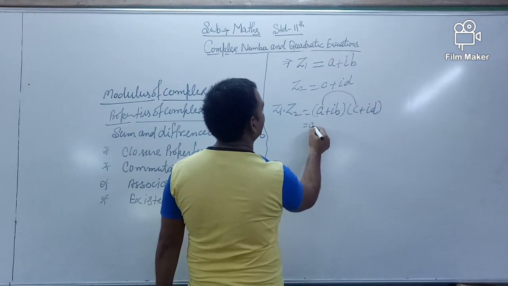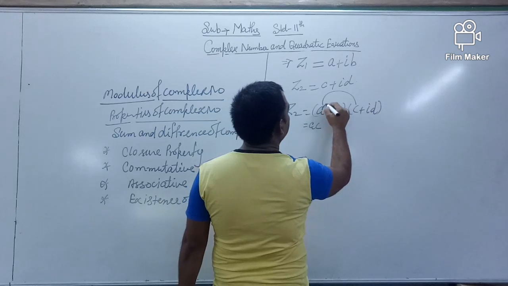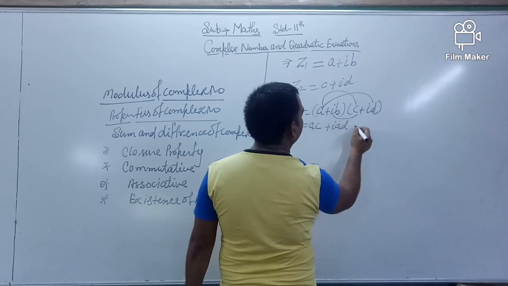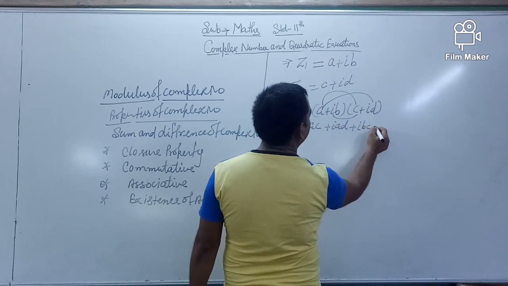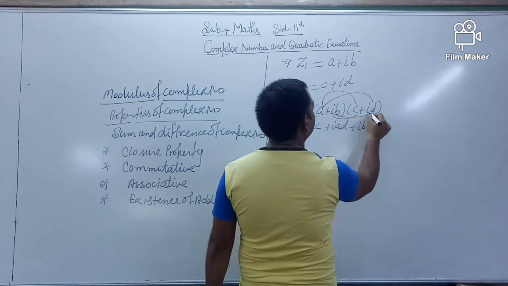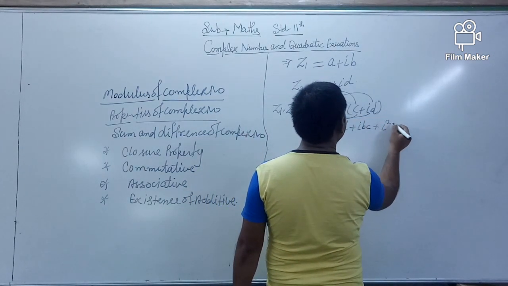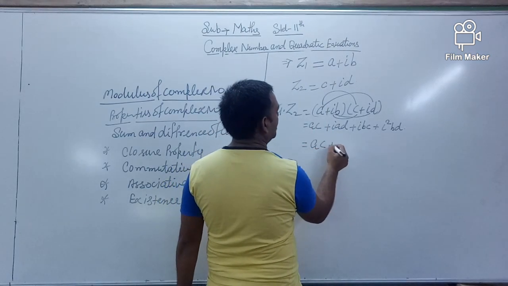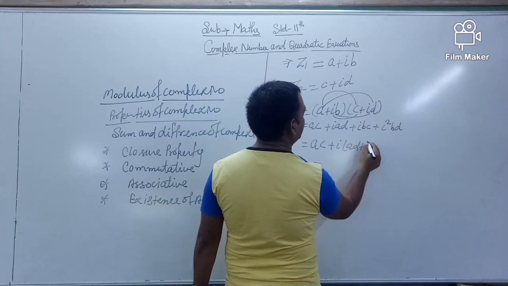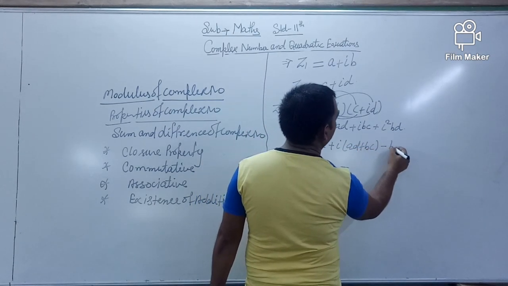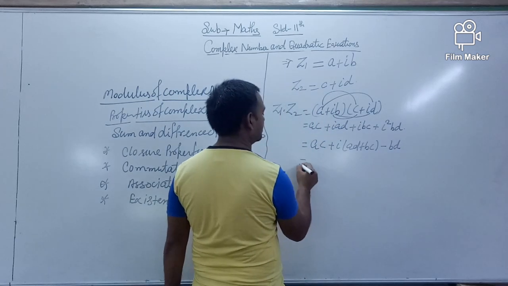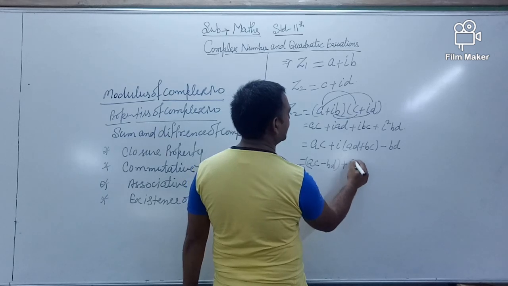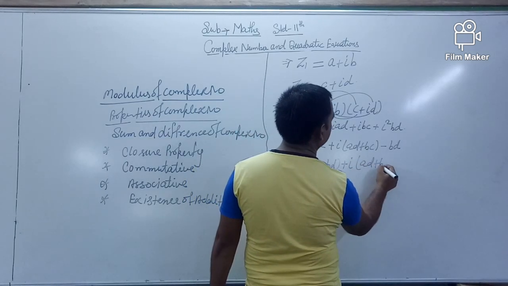A multiplied by C is AC. A multiplied by ID is IAD. Then IB multiplied by C is IBC, and IB multiplied by ID is I square BD. This is the AC. You take I common, so AD plus BC, and I square is equal to minus 1, so this becomes minus BD. So it is AC minus BD in one bracket, plus I times AD plus BC.